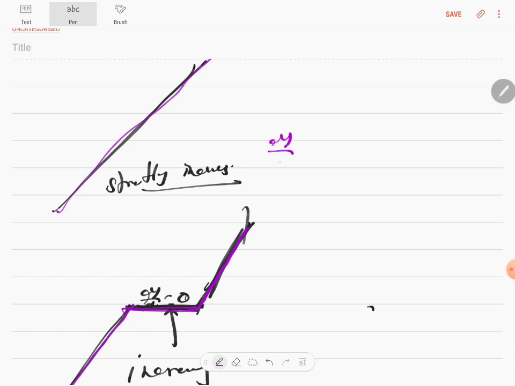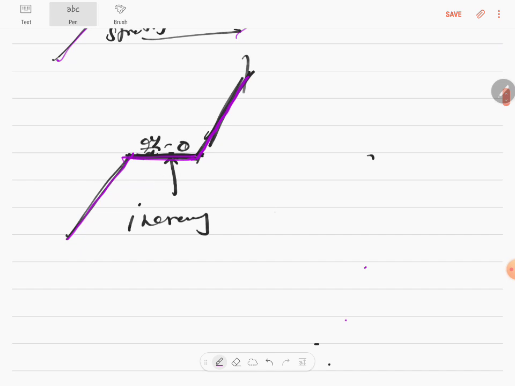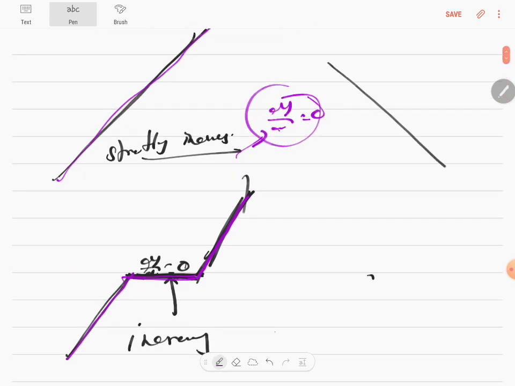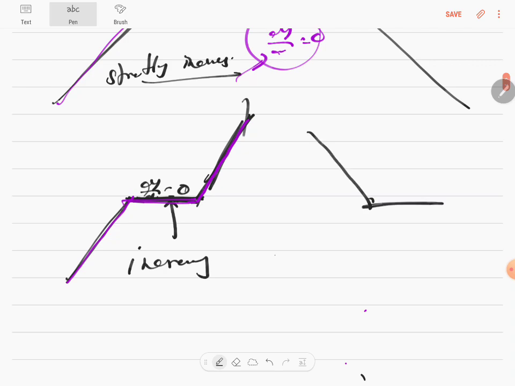Nowhere will dy by dx be 0 for a strictly increasing function. The slope will never be 0 for a strictly increasing function. The slope can be 0 for an increasing function. So you should understand the word strictly. Similarly, this is a strictly decreasing function, whereas this is decreasing, stagnant and decreasing. It's just a decreasing function. In a decreasing function, it's allowed for dy by dx to be equal to 0.